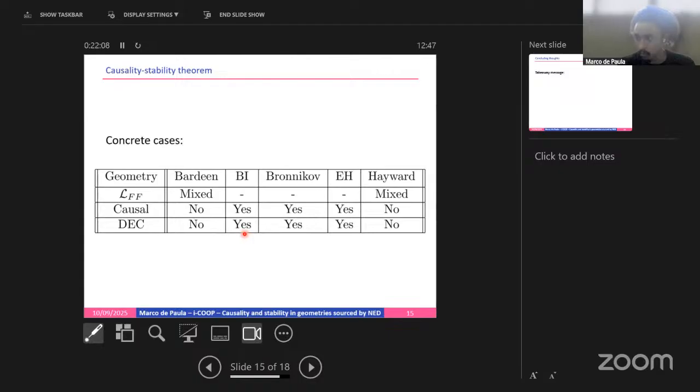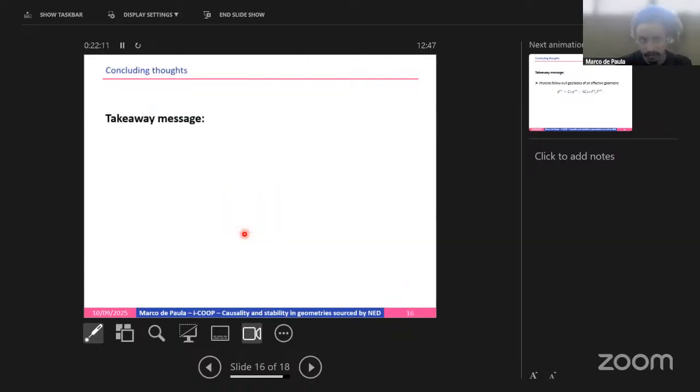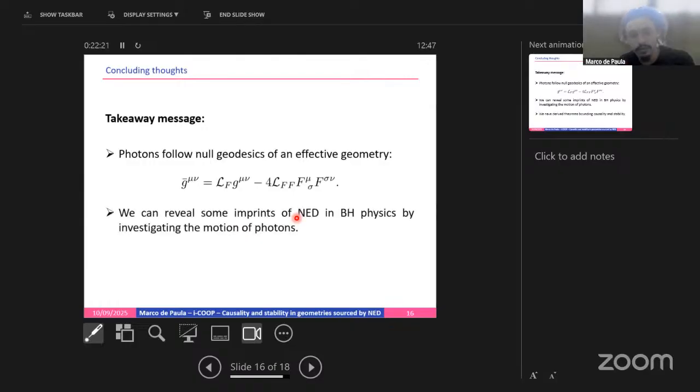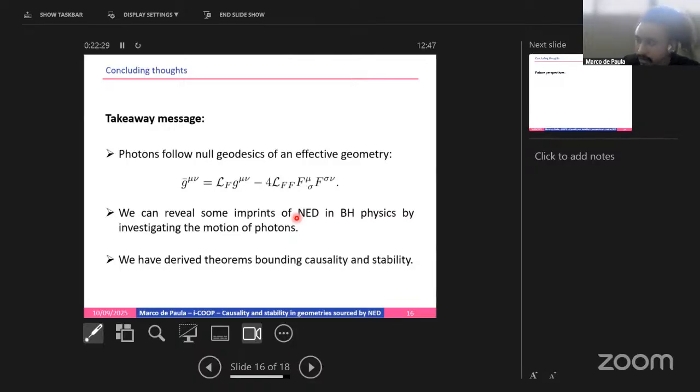So what is the takeaway? Going to the concluding thoughts now. The takeaway message is basically the following one. Photons follow null geodesics of an effective geometry, of an effective metric. And you can reveal some imprints of nonlinear electrodynamics in black hole physics by investigating the motion of photons. And here in particular, we have derived theorems bounding causality and stability in such space-times.